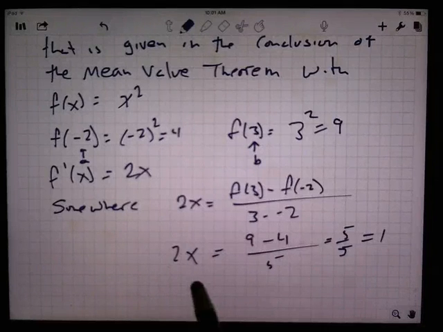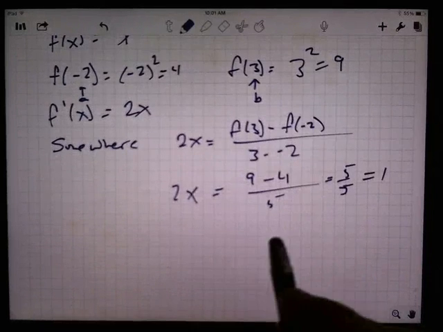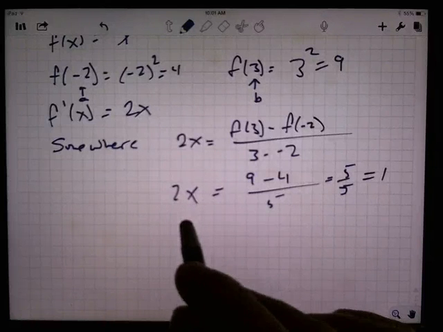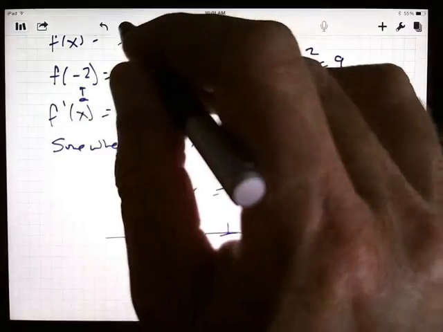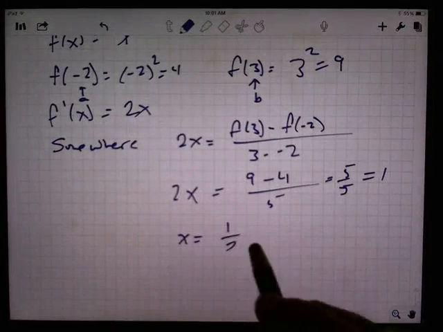So where is the slope ever equal to 1? The average slope is 1. Where is the actual slope equal to 1? Well, this is the actual slope for any value of x. Just solve for x. x is equal to 1/2. There we go.